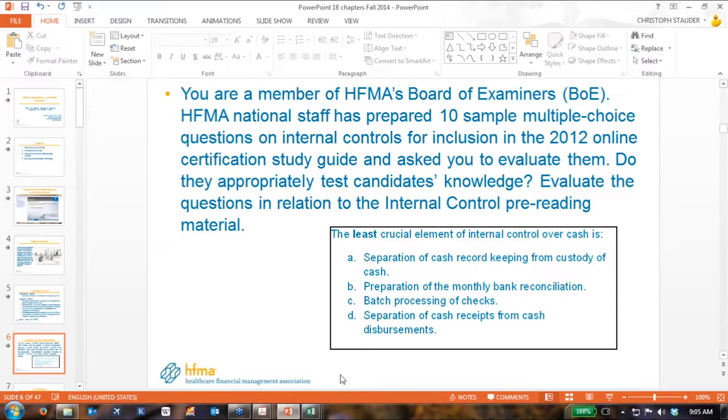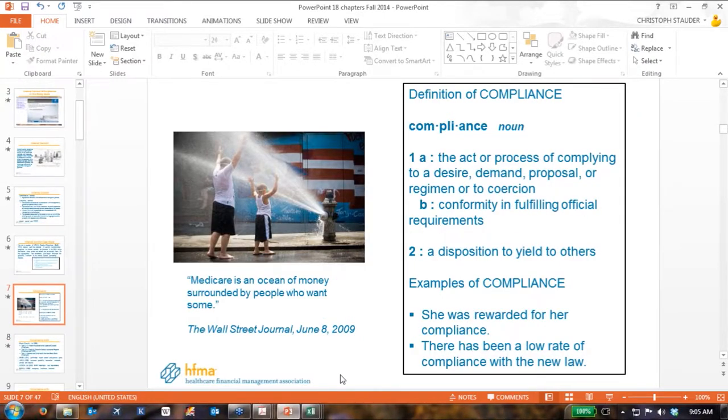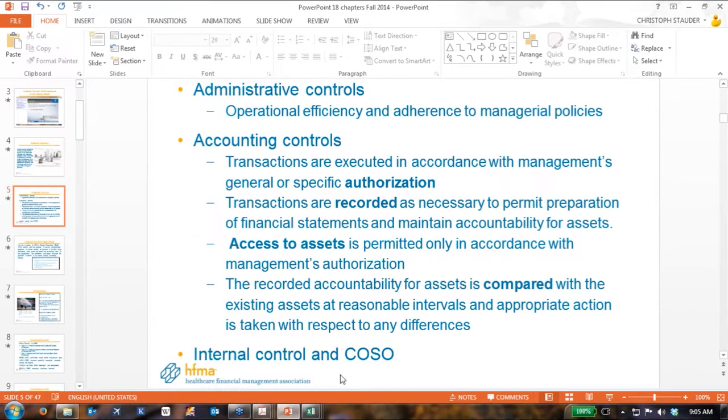So that's all you really need to know about internal control. The magic words are accounting controls, transaction controls, and then the four things particularly under transaction controls that we just talked about, namely authorization, recording, access to assets, or as it is sometimes also called, segregation of duties, and then the fact that you periodically compare your records to what's physically actually there.